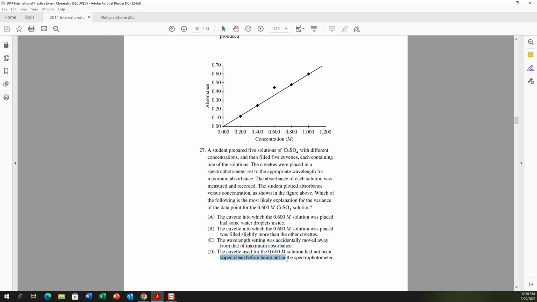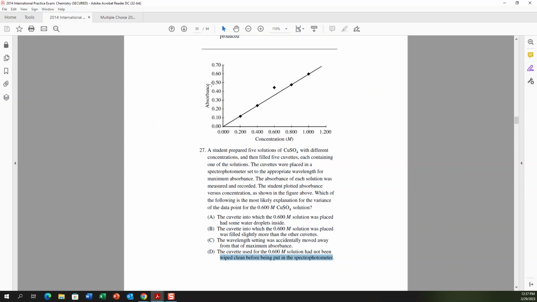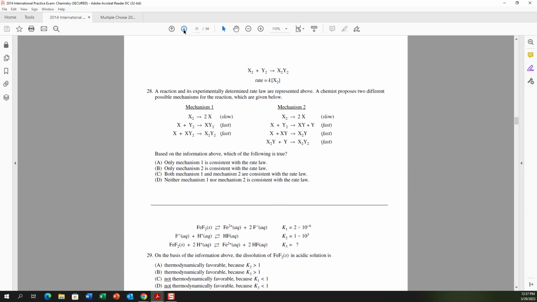And so here's the deal. You didn't wipe the cuvette clean, so you had a smudge on there that absorbed some of the light, and you got too much light absorbed. So choice is D for number 27. Okay. Move on to the next one.